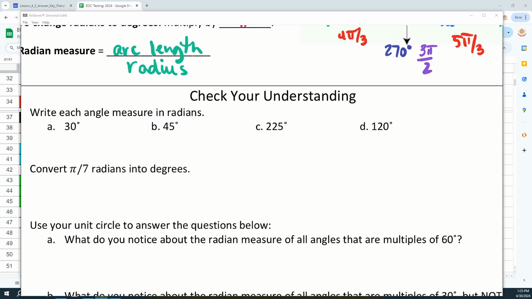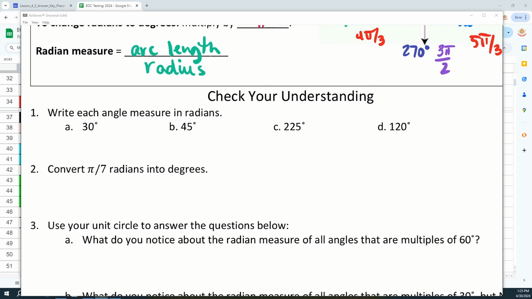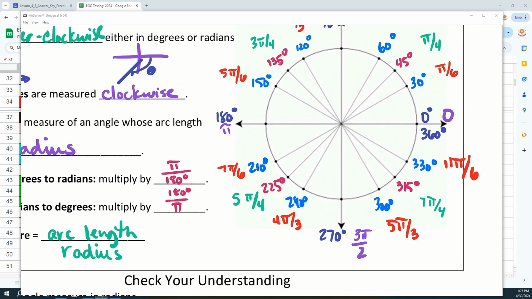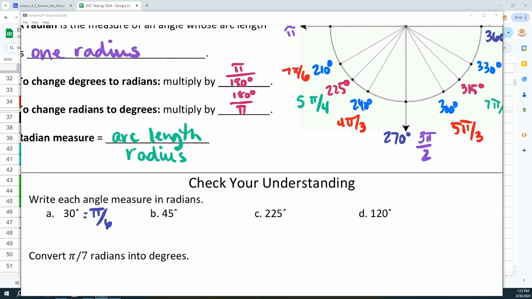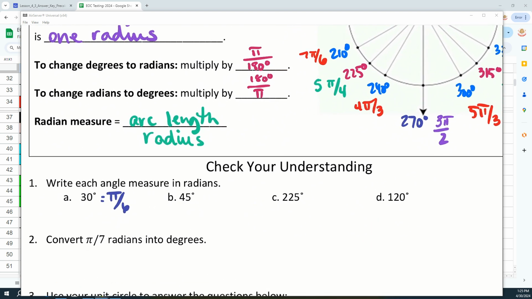Okay, so let's look at number 1. We want to find each angle in radians. So that's easy. You're just going to go to your circle, look at 30 degrees. What is 30 degrees in radians? Just pi over 6. So you guys do B, C, and D on your own, just looking at the circle and giving the radian measure for each degree angle.